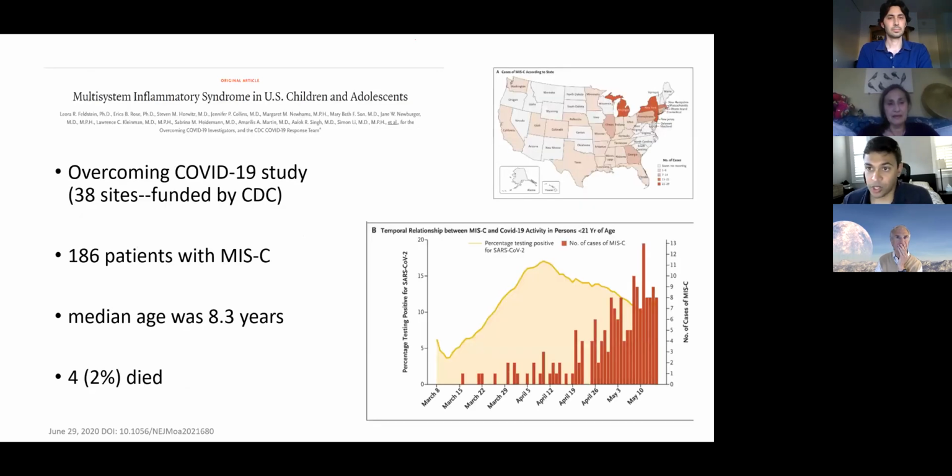There are a couple of large studies that have looked at this, but this is one of the largest. It was a study that was funded by the CDC, and it's called Overcoming COVID-19. The scientists that ran the study looked at 38 children in hospital all over the country and identified 186 children with MIS-C. They found that most of these children were school-aged, about 8 to 10 years of age. Fully half of them ended up in the ICU, so it was quite a severe illness. But thankfully, the mortality was really low.